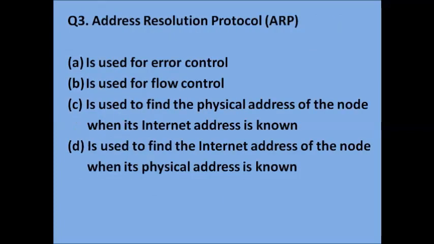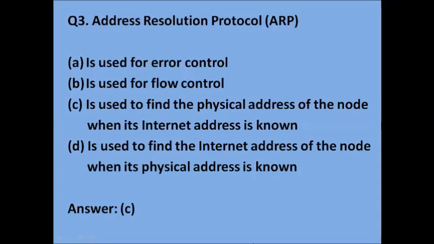Now the next question, address resolution protocol. Option A is used for error control, B is used for flow control, C is used to find the physical address of the node when its internet address is given, and D is used to find the internet address of the node when its physical address is known. So the correct answer is C. This address resolution protocol is used to find the physical address of the node when its internet address is known.